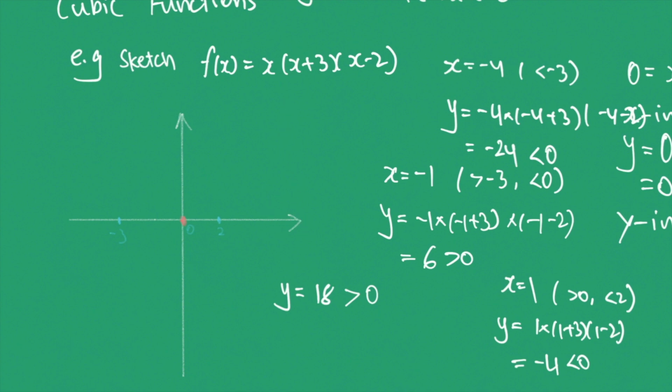And by using all this information, we can sketch a graph. First, when x equals negative 4, y equals negative 24, so it will be around here. By the way, the graph is not to scale. When x equals negative 1, y equals 6, so it's about here. When x equals 1, y equals negative 4, which is around here. Last, when x equals 3, y equals 18, which is above there. So the graph will look like this.